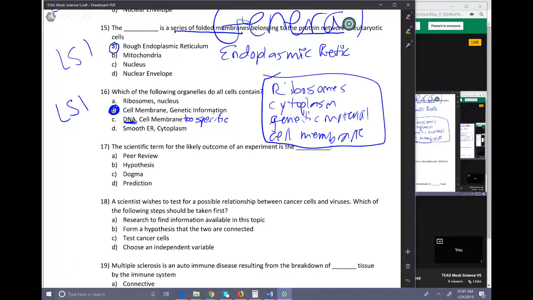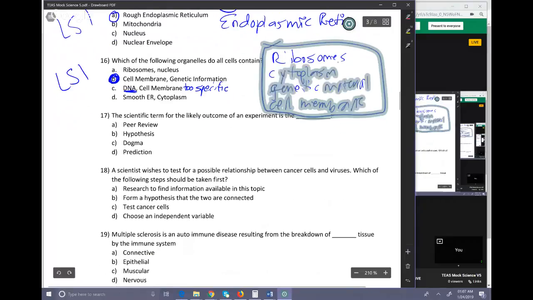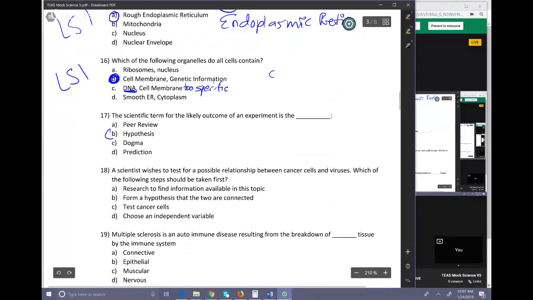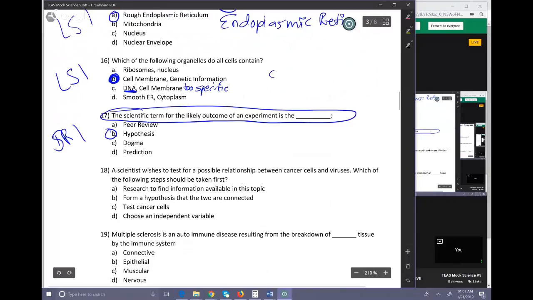The scientific term for the likely outcome of an experiment is the hypothesis. That's from Science Reasoning 1. This is not the most common definition they use for it. That's why I put it on this particular mock. Usually they say something like a prediction instead of saying likely outcome, but they could say likely outcome as well.